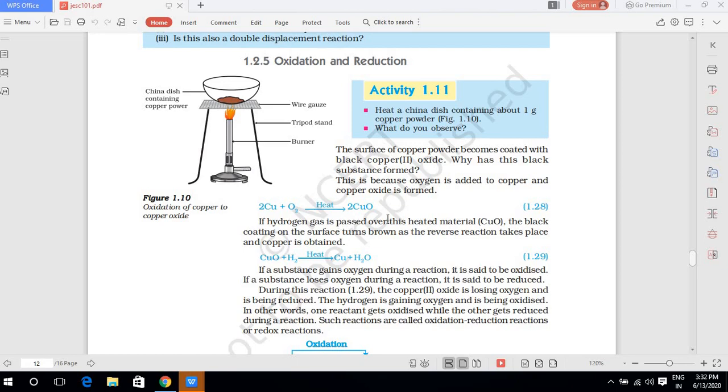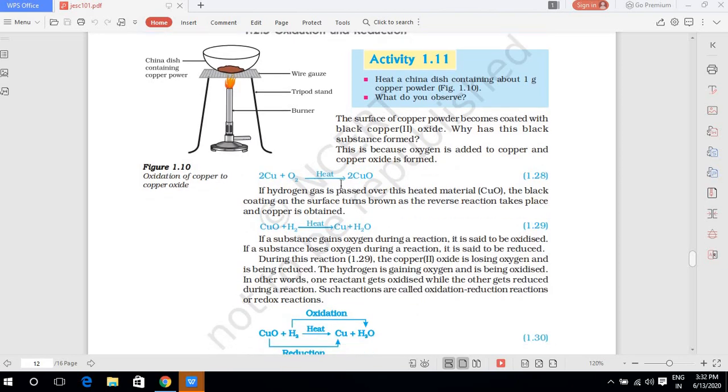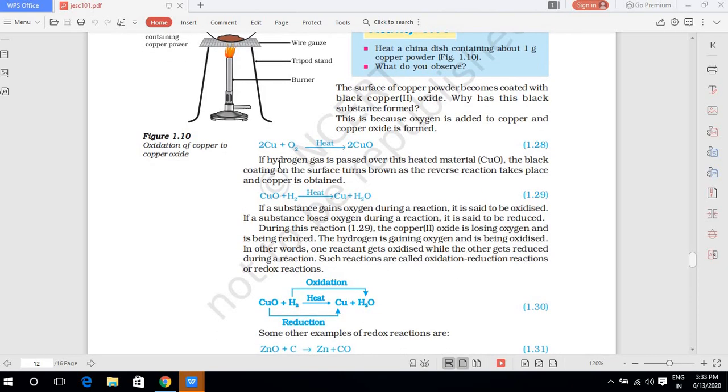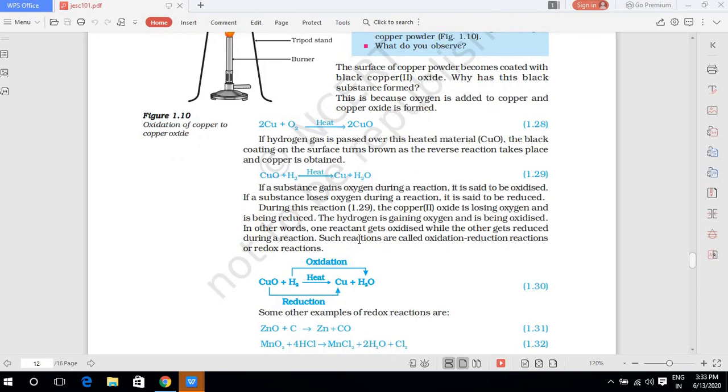But if a reaction has both, where one group is losing oxygen but another group is gaining oxygen, so oxygen is losing also and gaining also, if the reaction has that kind of situation, then it will be called a redox reaction. Such as the reaction of copper oxide and hydrogen gas.